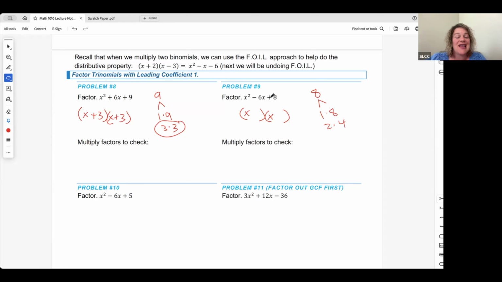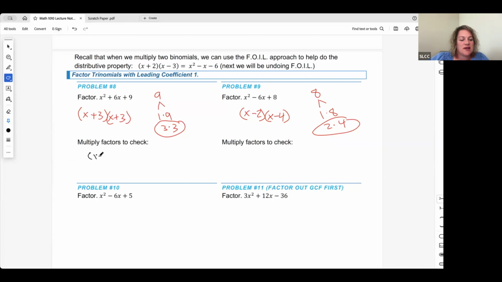I notice the sign is positive. How do I multiply to get a positive? By having the same sign. And what should the sign be? Negative, since the b is negative. So both signs are negative. And then I consider 8 and 1 or 2 and 4. Which one will combine to add together to give me 6? And the answer is 2 and 4. x minus 2, x minus 4. A negative 2 times a negative 4 gives me a positive 8. And negative 2 plus a negative 4 gives me a negative 6. Now, you can multiply to check if you want.